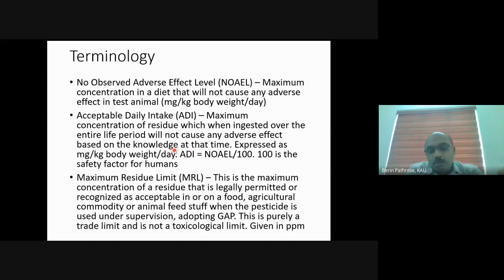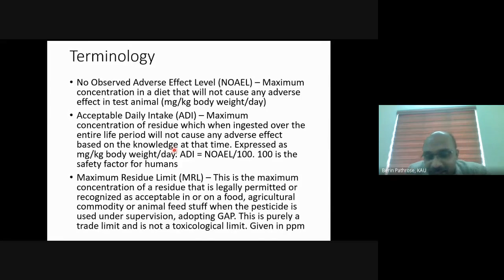So that is one term which is added to it. So it is nothing but the maximum concentration of a residue which, when ingested over the entire lifetime, will not cause any adverse effect based on the knowledge at that time. Okay, this is acceptable daily intake.